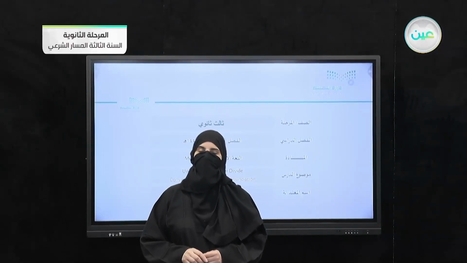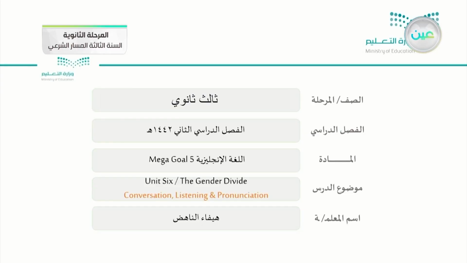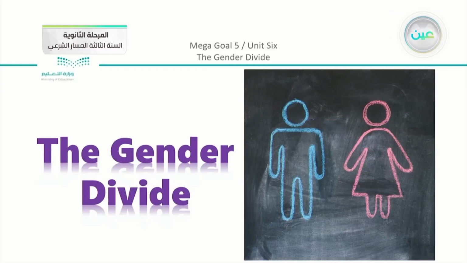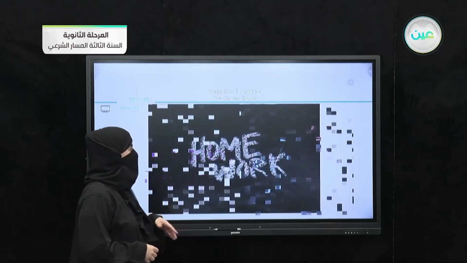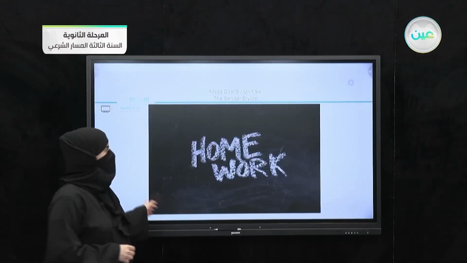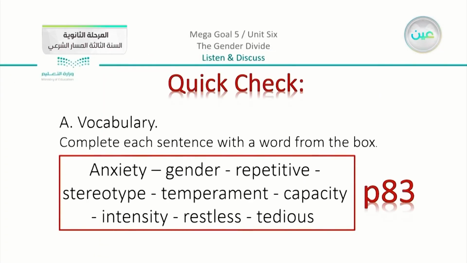Hello students. Yesterday we started our unit 6. We have the title of the unit, which is the gender divide. We had our discussion about the gender divide in general, and we have an idea about the differences that we have here between genders. Now moving on, we have our homework. The homework that we have is basically the vocabulary that we discussed yesterday and we explained. We have your exercise on page number 83.